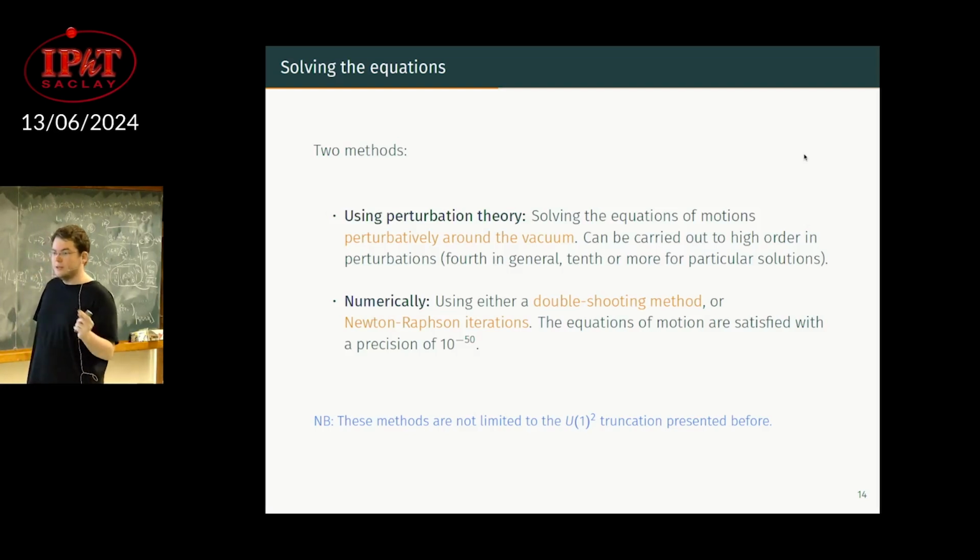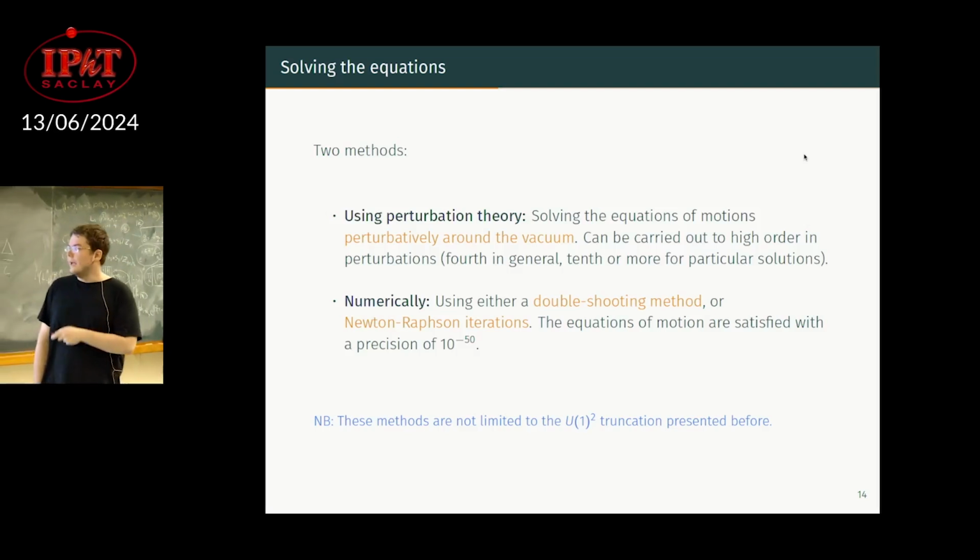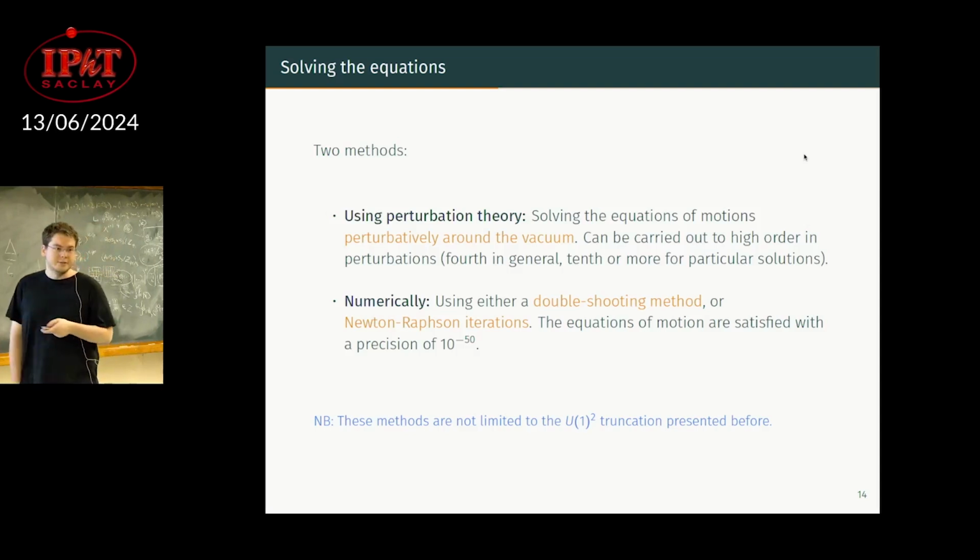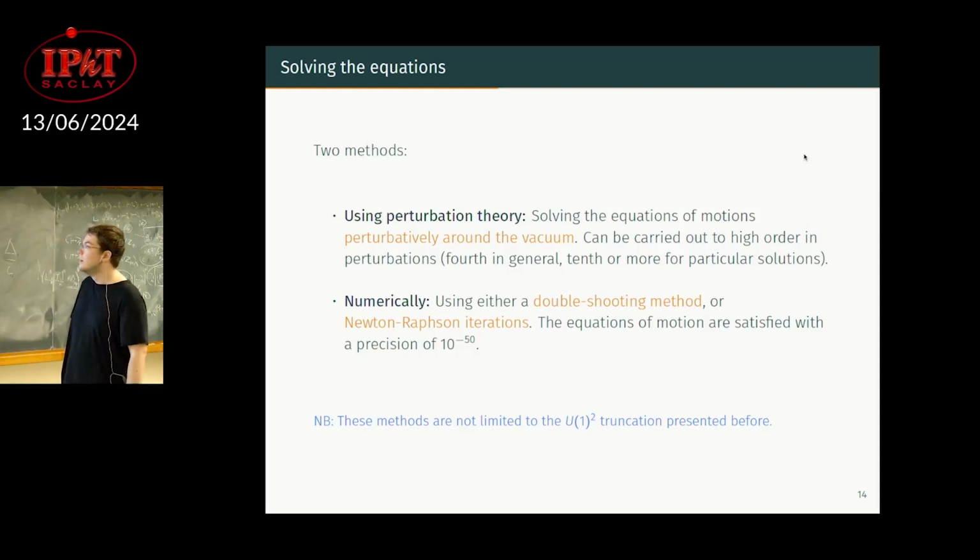We interpolate the solution from the origin and infinity, and then we use a matching condition in the bulk. Or we can use Newton-Raphson iterations. And what we see is that it's possible to actually solve the equations of motion up to a precision of 10 to the minus 50. So it works really well. Here I also want to mention that I've focused my talk on the U(1)^2 truncation, but those methods can be used more generally, and some of the results that I'm going to show you are actually more general.